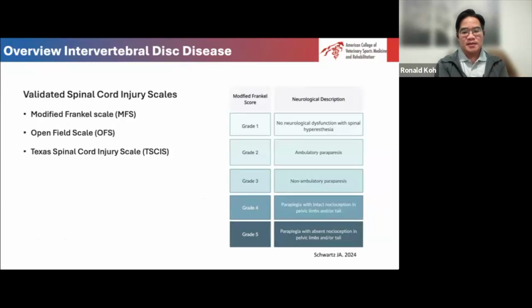There are several validated spinal cord injury scales out there. The most common one that we use is the modified Frankel scale, MFS. It's an easy way to determine the neurostatus of the patient, but you could also use other more detailed scales, like the Open Field scale or the Texas Spinal Cord Injury scale. They are all validated scales for IVDD.